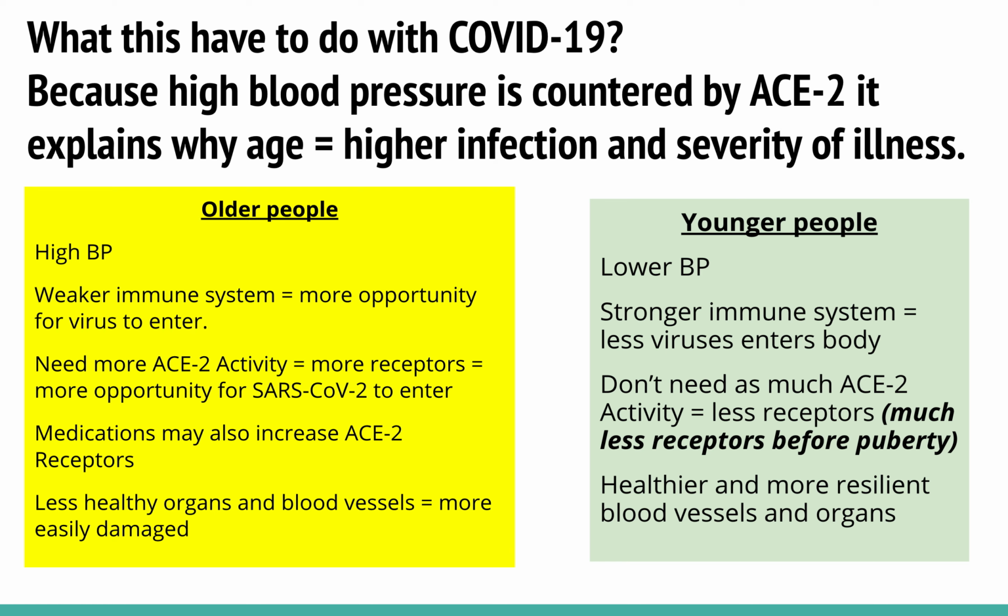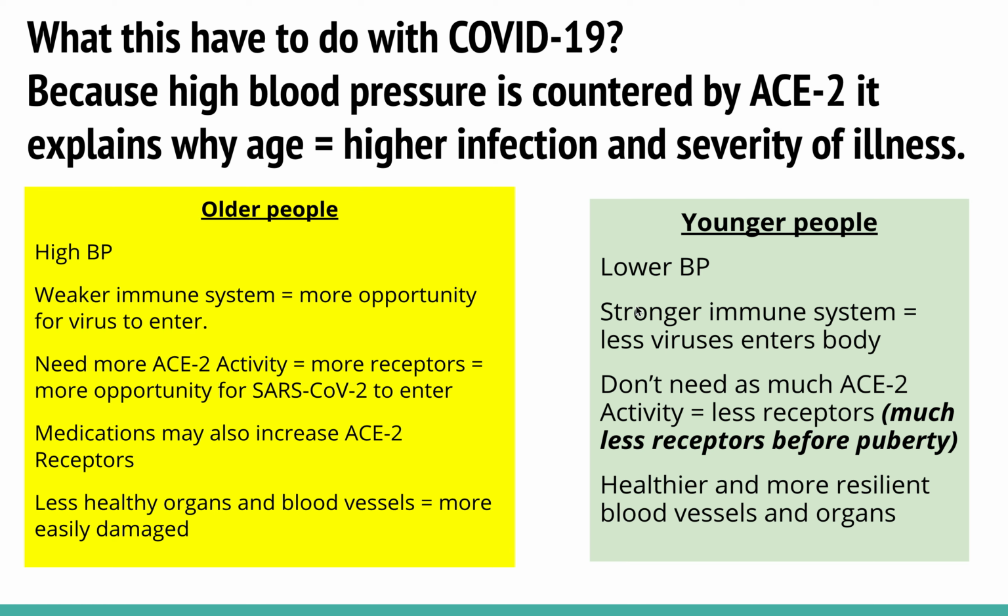All right, so because of the ACE2 and the issues with blood pressure, this actually accounts for why older people tend to have a higher risk of infection and severity of illness. Because ACE2 is associated with lowering your blood pressure, you're going to actually express more ACE2 and contain more ACE2 receptors if you are more prone to high blood pressure, which is going to happen to older people compared to younger people, okay? Another thing is because older people tend to have weaker innate immunity, we're also more likely to allow the virus to enter our bodies versus younger people.